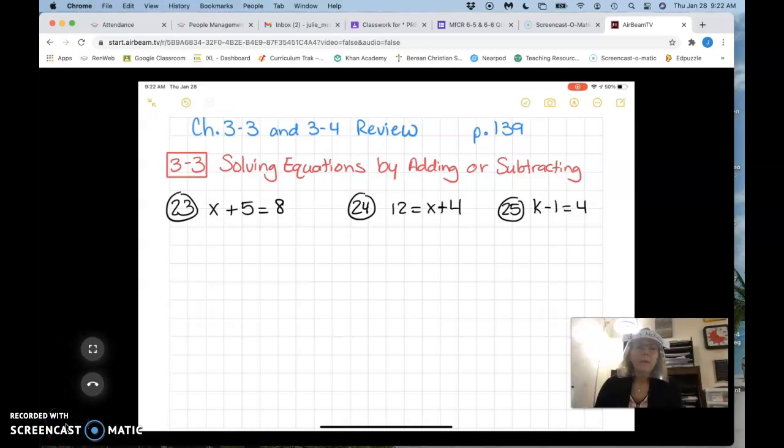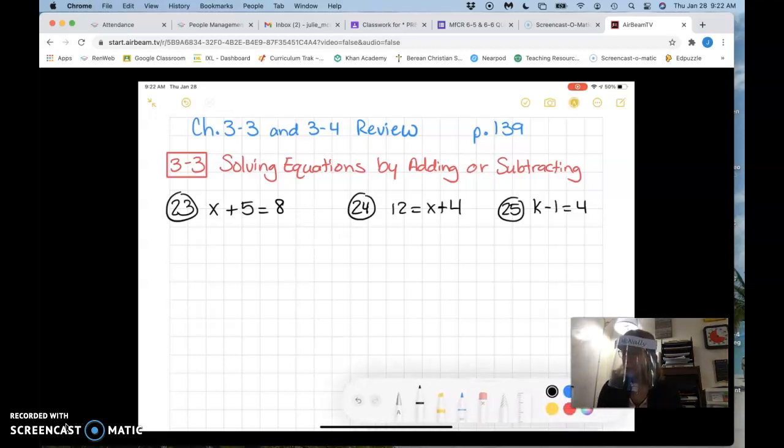Okay, so today we are reviewing 3.3 and 3.4. 3.3 is our first section, which is solving equations by adding or subtracting. The first thing we do when we're trying to solve an equation is look at what's happening to the variable, and we do the opposite.